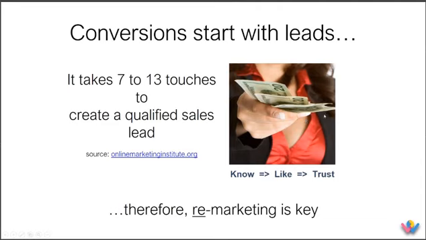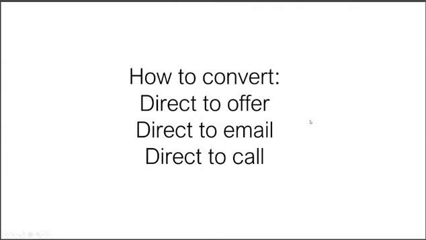It takes about 7 to 13 touches to create a qualified sales lead. People need to know, like, and trust you. Therefore, remarketing is key. Now, here's the 3 basics of conversions. Direct to an offer, direct to an email, or direct to a call. Let's say that you are a local real estate business, then getting somebody to actually call you would probably be the best option for you.